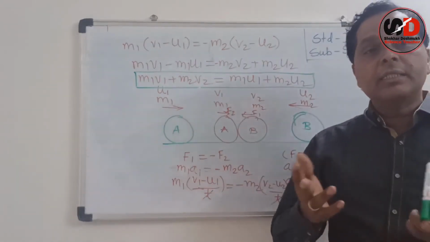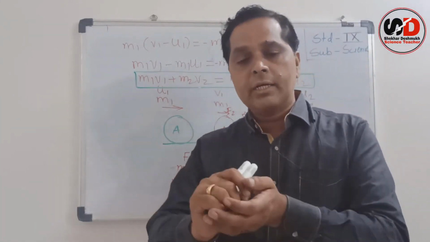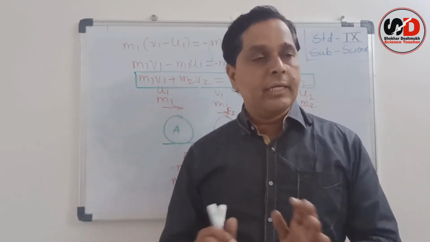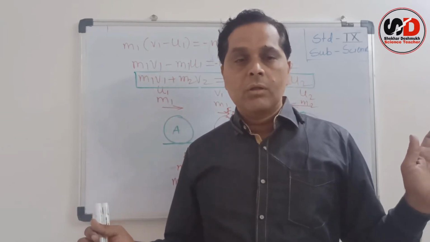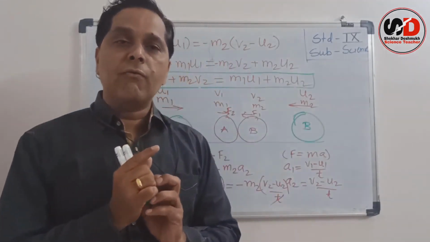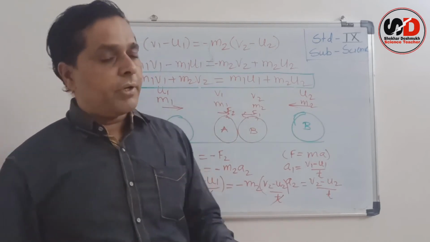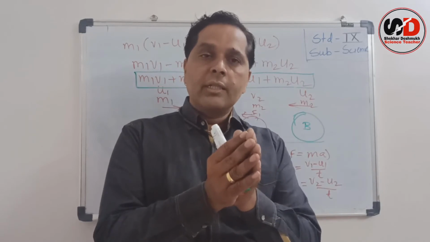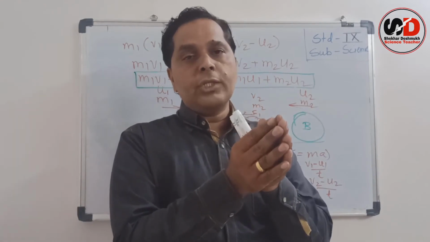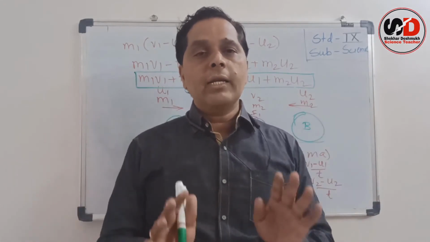The momentum gets conserved. What does conserved mean? How is the total momentum before the collision and the total momentum after the collision? It is same. It doesn't change. The total initial momentum and the total final momentum are always equal. Whenever two objects collide, their total initial momentum before the collision and total final momentum after the collision, they are equal.